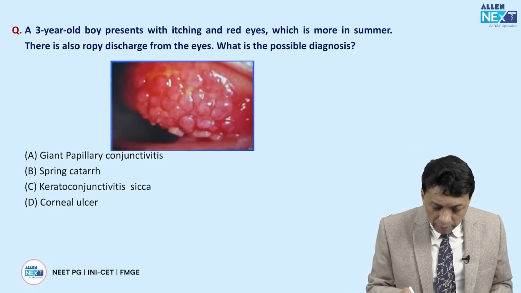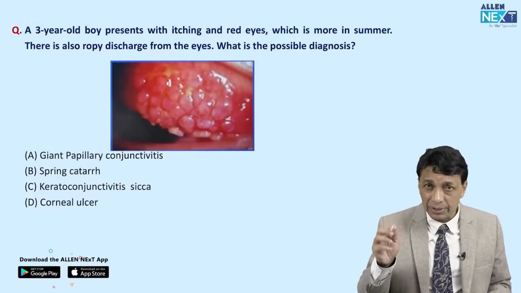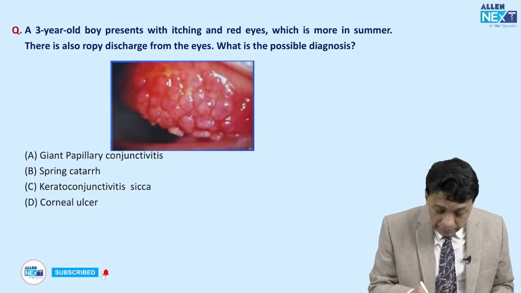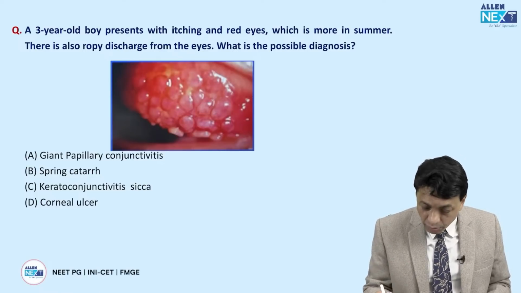Then a 3-year-old boy presents to you with itching and red eyes, which is more in summer. Remember, summer madness, not summer of 62, summer madness. And there is also ropey discharge from the eyes. There's a lot of clues here. What is the probable diagnosis?